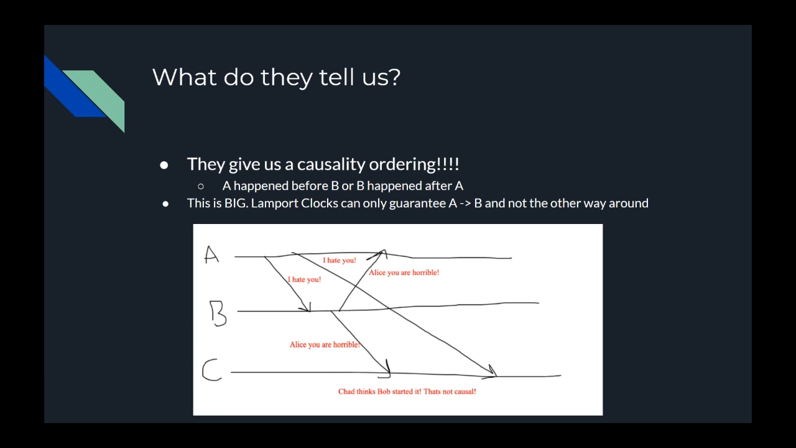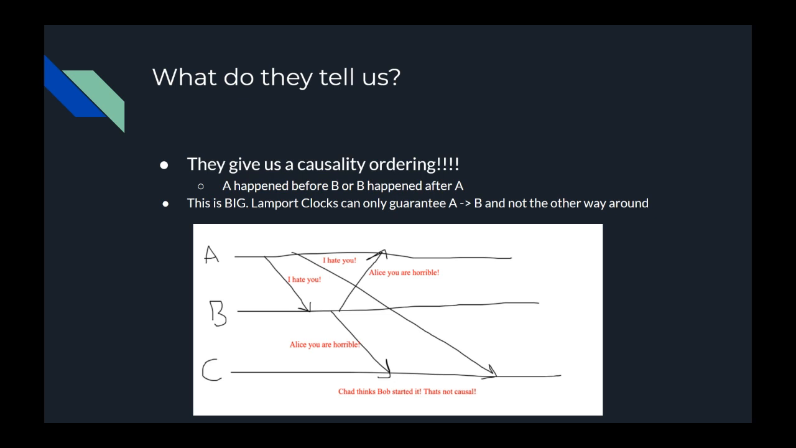So what do vector clocks even tell us? What's the point? Well, they give us this causality ordering, which is A happened before B or B happened after A, which is big because Lamport clocks can only guarantee A happened before B and not the other way around, I believe. I might be mixing that up, but Lamport clocks can only guarantee in one direction, whereas vector clocks can give us this guarantee in both.